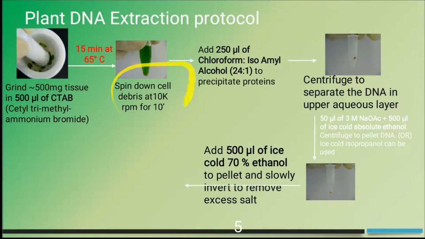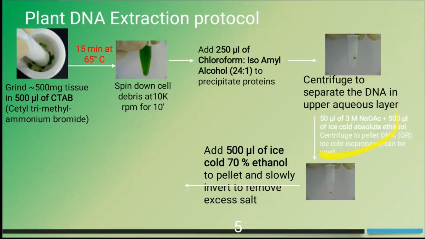Then we spin down at 10,000 rpm for 10 minutes to precipitate the organic debris, and we save the supernatant in another vial for further purification of our DNA. Now to the supernatant, approximately 250 microliter of chloroform isoamyl alcohol in a 24:1 ratio is added. This will precipitate the protein during centrifugation at 10,000 rpm for 10 minutes. The upper aqueous layer contains the DNA molecules, and this is carefully separated and stored in another vial.